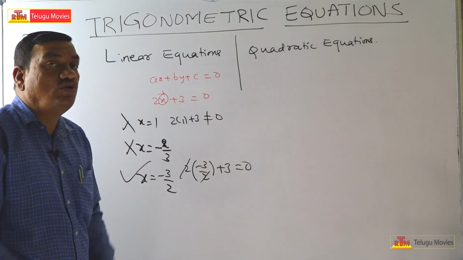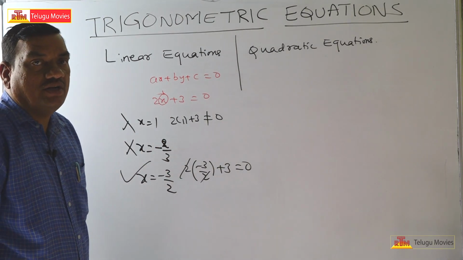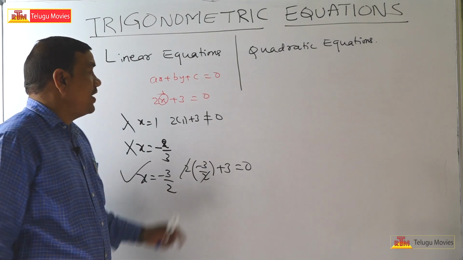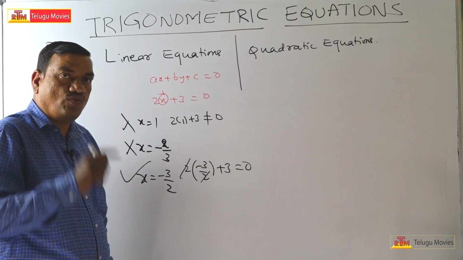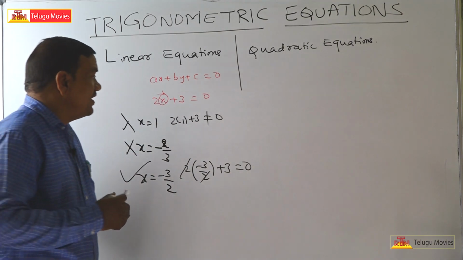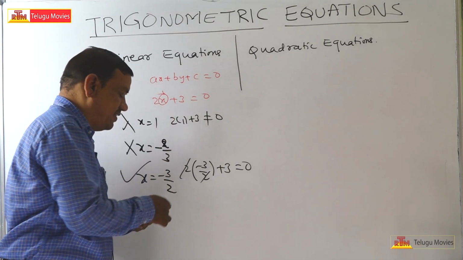Can you get any more solutions? No, you cannot get any more solutions. Only one solution you will get. Why? The degree of x is equal to 1. That's why this is called a linear equation. Here only one single variable is there.